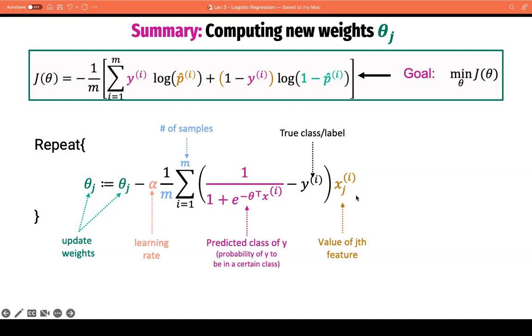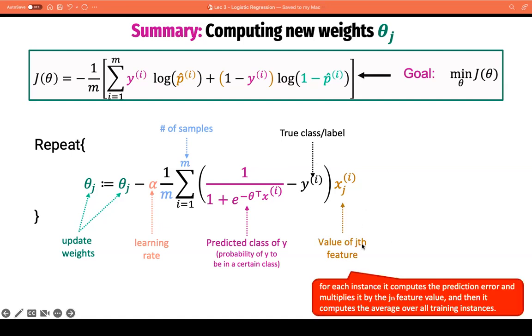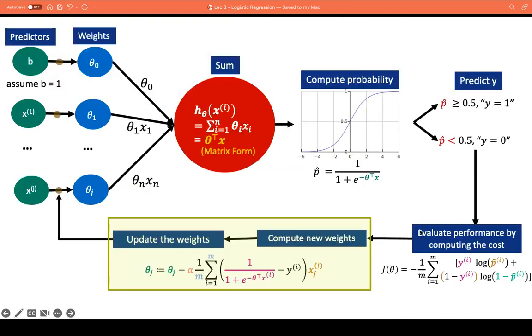And then the X is the value at the j feature. So for each instance, it computes the prediction error, denoted by the difference of the predicted class and the true class. It multiplies that by the j feature and then computes the average over all training instances. So now we are done with updating the weights and computing the new weights.